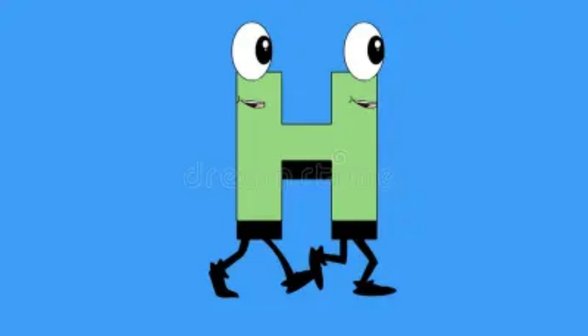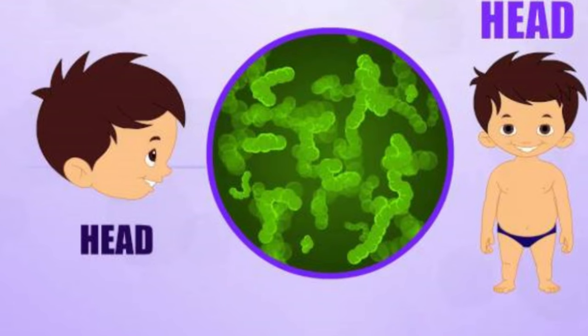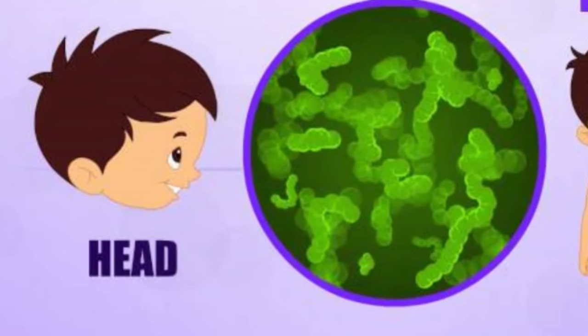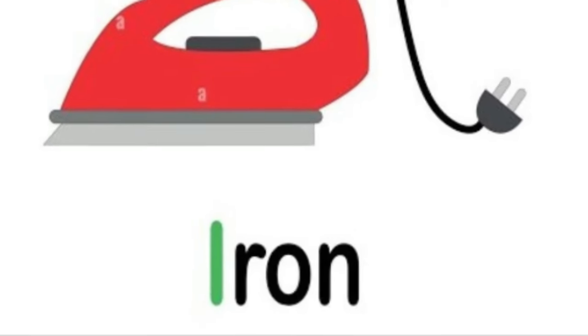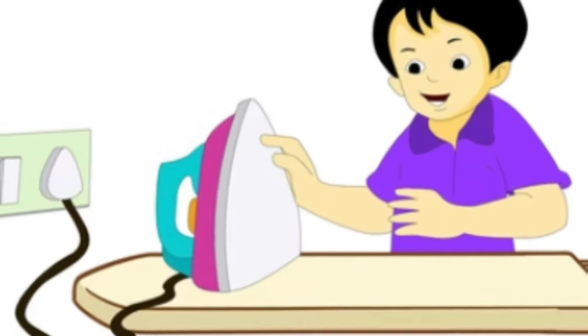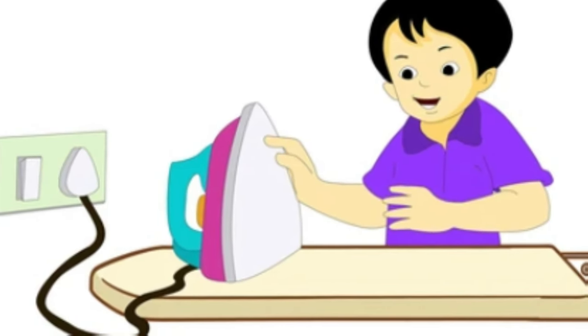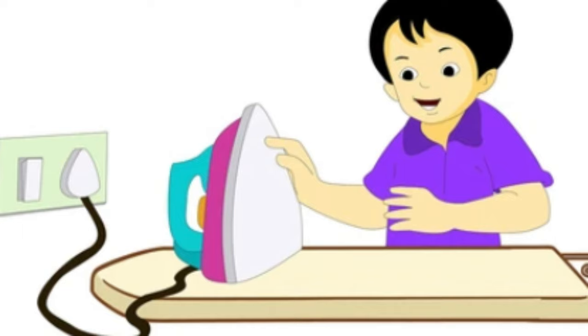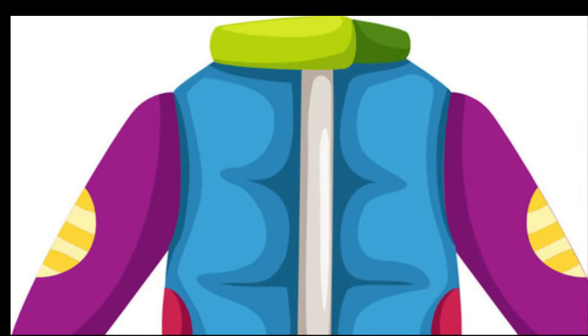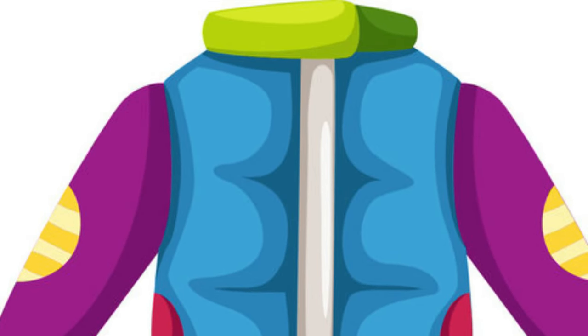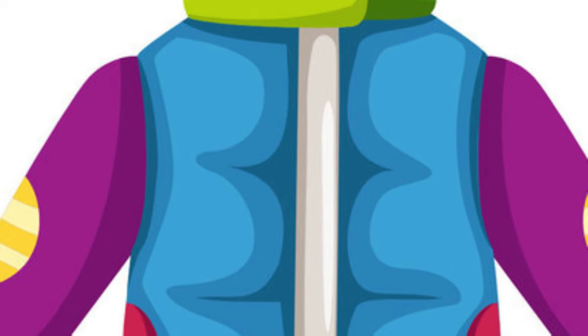H is for hat. H A T. Hat. I is for iron. I R O N. Iron. J is for jacket. J A C K E T. Jacket. K is for knife.